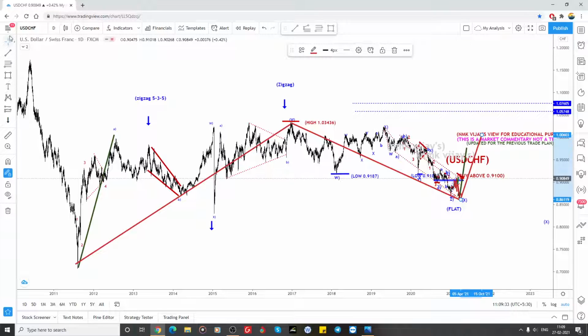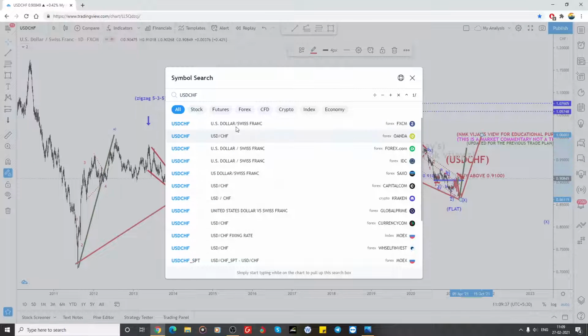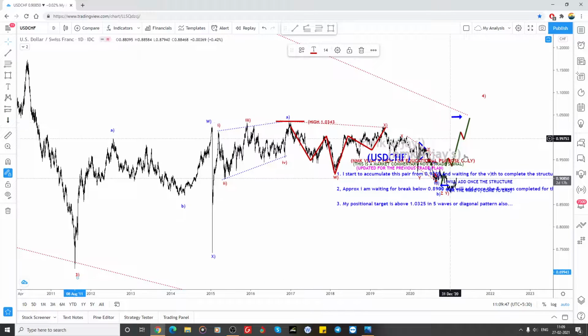I'll show you that positional also. I have already done that positional view from 1970, from 1971 here. So we are in the 3rd wave, here is the end. So we are in the 4th wave. The 4th wave could be a triangle. So we are expecting it to reach up to this zone, above this zone, right? Whether it could be a triangle also.